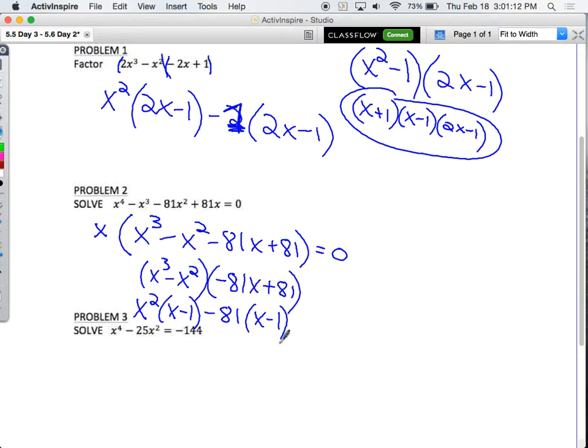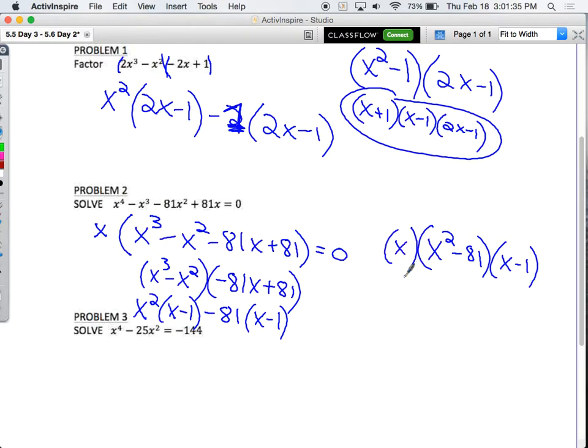Cleaning this up, we would have x squared minus 81, combining the things on the outside of parentheses, times our parentheses x minus 1. And then don't forget that we took out an x in the very beginning. Tack that on also.